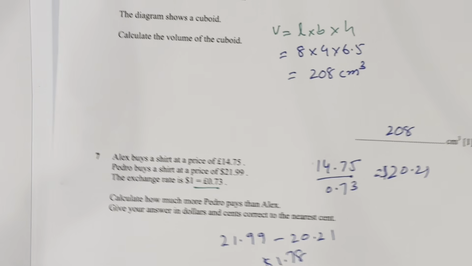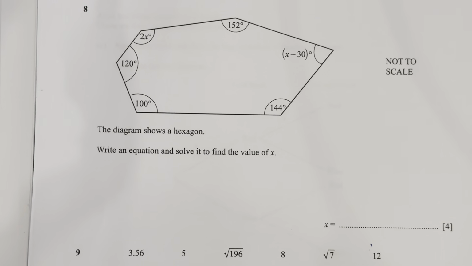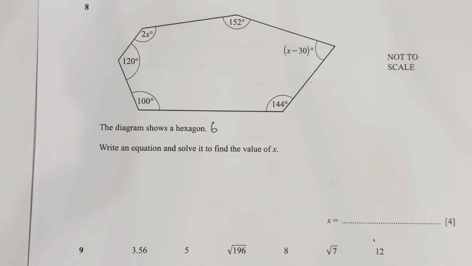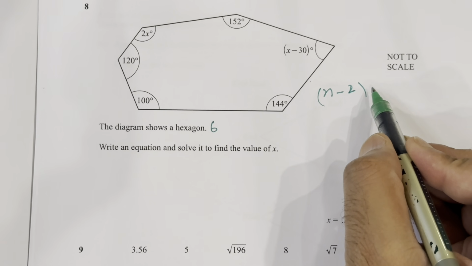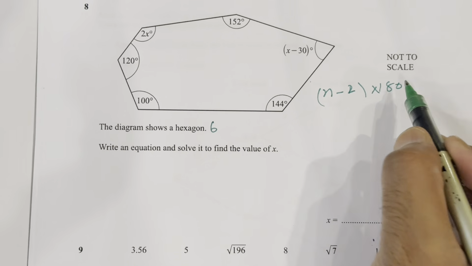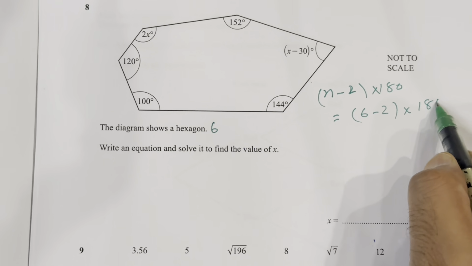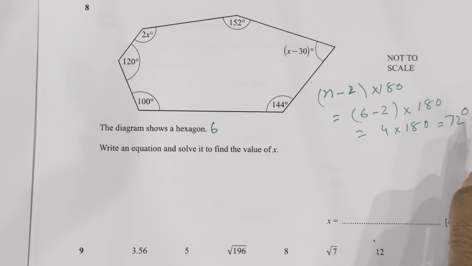Now we will move to question number 8. Question number 8 is from the topic of polygons. The diagram shows a hexagon. A hexagon has how many sides? 6 sides, or you can count 1, 2, 3, 4, 5, 6. Write an equation and solve it for the value of x. First we need to calculate the sum of the 6 angles of the hexagon. 6 minus 2 is 4, times 180. The answer would be 720 degrees.